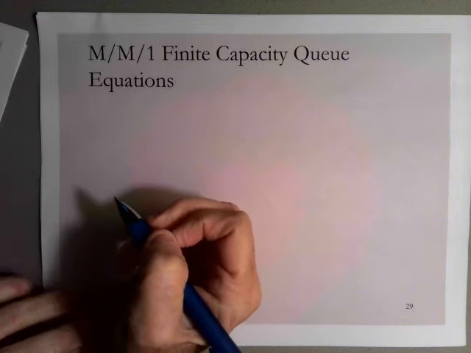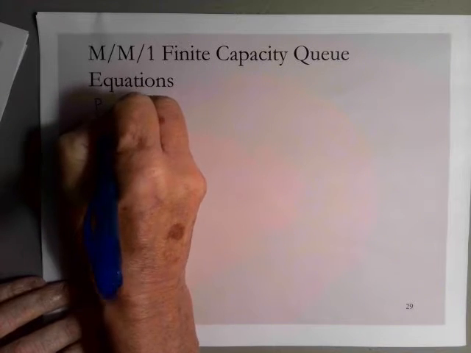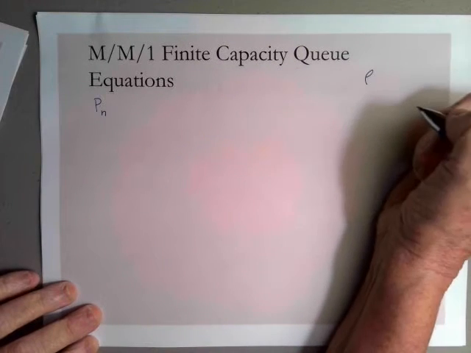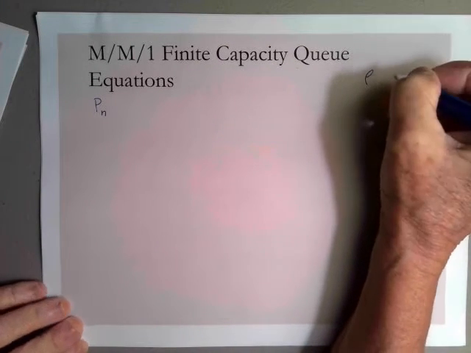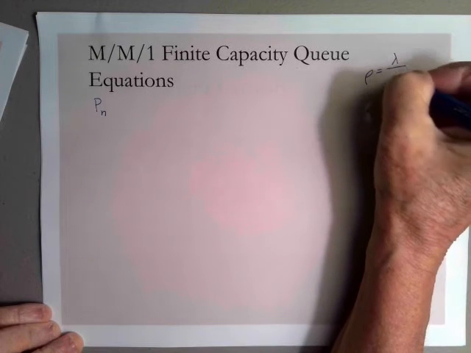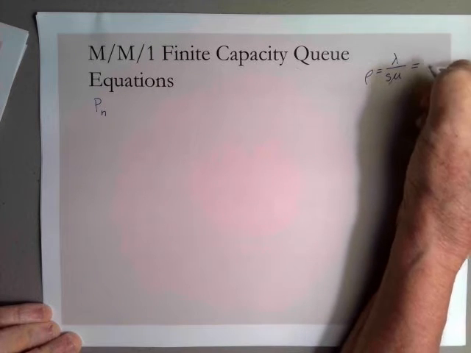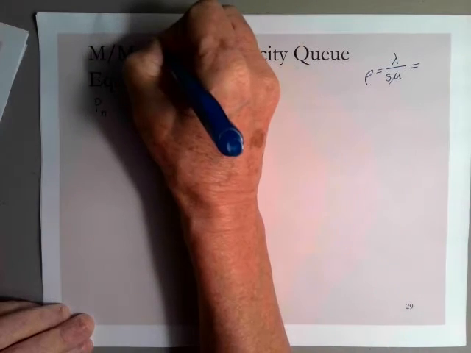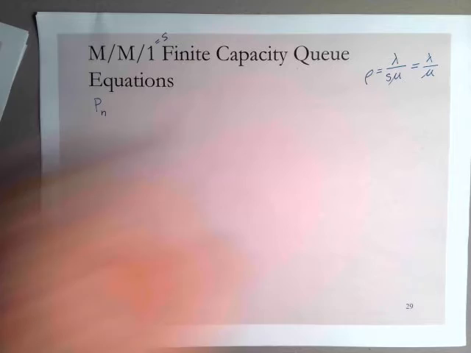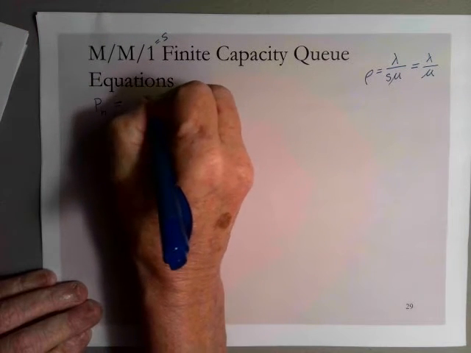So we can easily solve for the probability of being in whatever state n, which is the number of people in the system. And just a gentle reminder that we have this rho. Again, I'm a terrible Greek letter drawer. Rho is my arrival rate over my number of servers times my service rate. So in this case, because s is equal to 1, rho is just going to be lambda over mu.